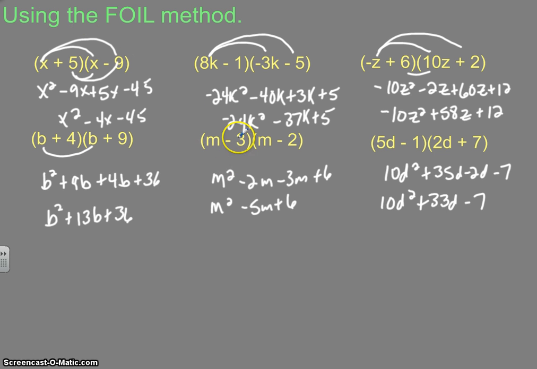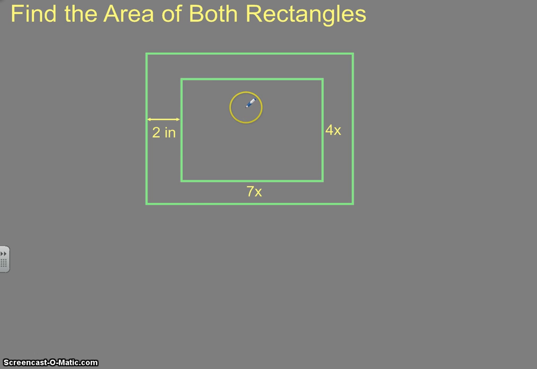I've got to multiply this by both things, then I have to multiply this by both things. And then I usually have to add the middle two terms, because they're usually like terms, to get one term and get a trinomial, a 3-term polynomial. Next one, find the area of both rectangles.